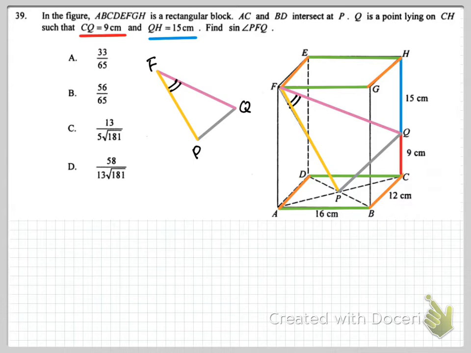I will find out the length of the pink line, the yellow line, and the gray line, using the cosine formula, the triple S approach. But if you use the cosine formula, we'll only get the answer for cosine angle PFQ. Once you have the cosine angle, we can switch back to the sine angle using sine square plus cosine square equals 1. We can do that. So first of all, what we need to do now is to find the 3 lengths: the pink one, the yellow one, and the gray one. We can use various Pythagoras theorems to help us get that.